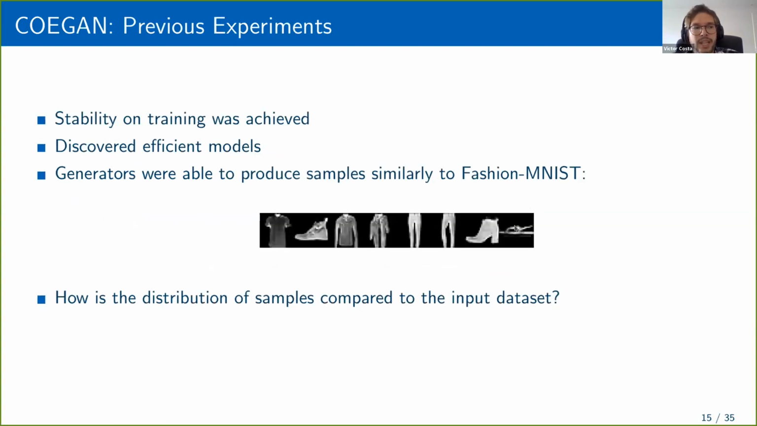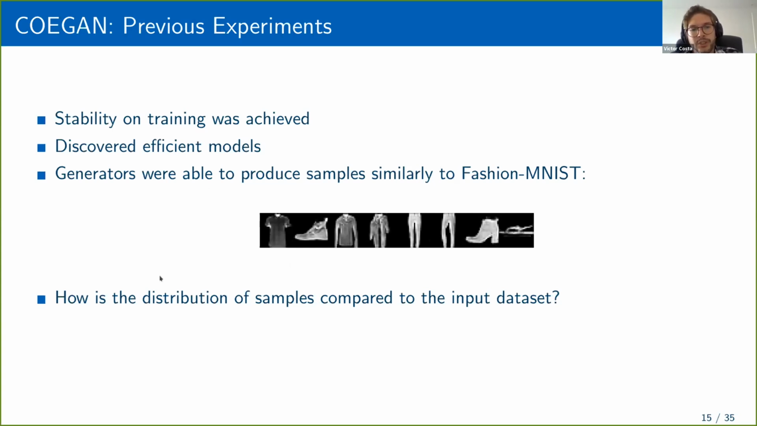In our previous experiments of COEGAN, we discovered that stability in training was achieved, and COEGAN was able to discover efficient models and architectures for generators and discriminators when trained on datasets like MNIST and Fashion MNIST. Here you can see some examples produced by our model.